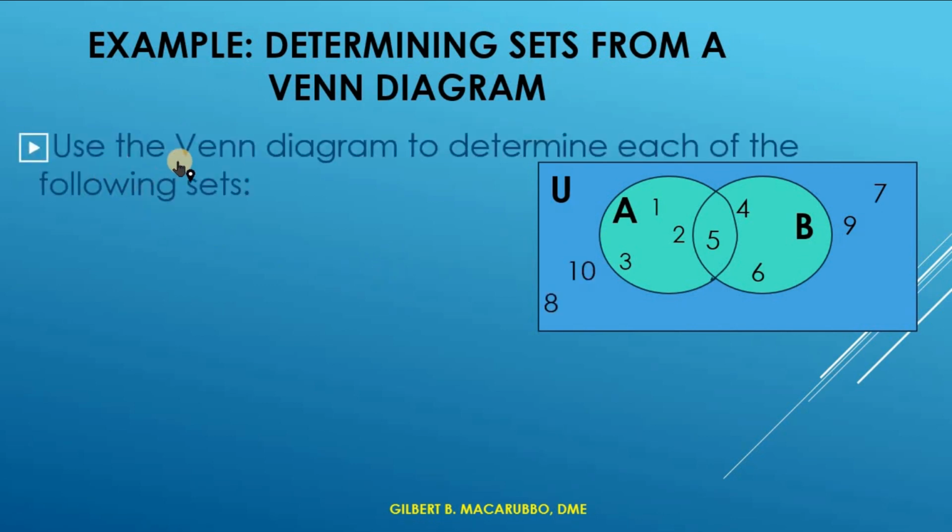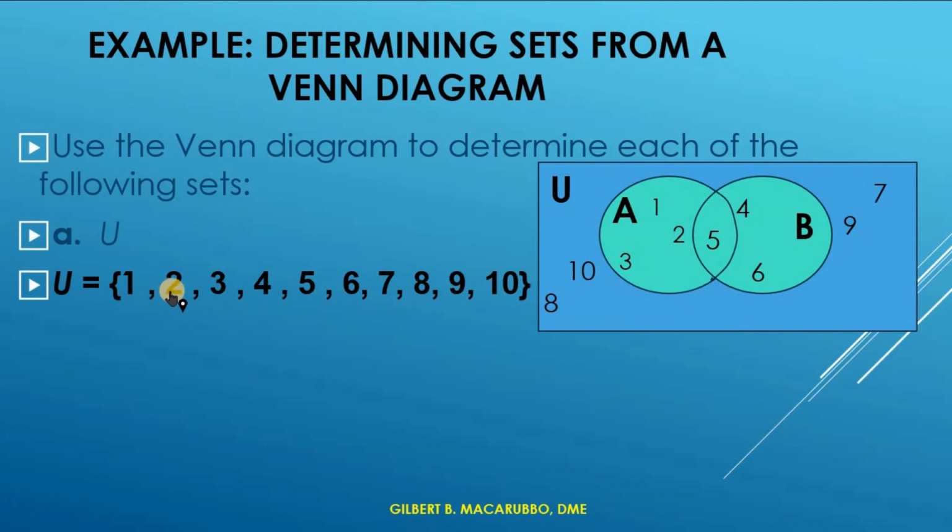So we have here, use the Venn diagram to determine each of the following sets. A, we have the universal sets. So ano nga ba yung mga universal sets natin dyan? So lahat ng mga numbers na makikita natin dito sa rectangle ay yun yung elements ng ating universal sets. Okay, so we have 1, 2, 3, 4, 5, 6, 7, 8, 9, and 10. Okay, so B, we have the set A. Set A contains 1, 2, 3, and 5. Okay, so yan yun. 1, 2, 3, and 5.